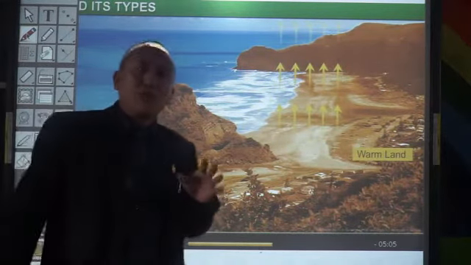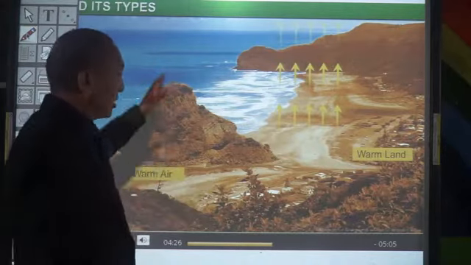Okay, let's see. So what happens during the night time? During the night time, what happens is this opposite happens.